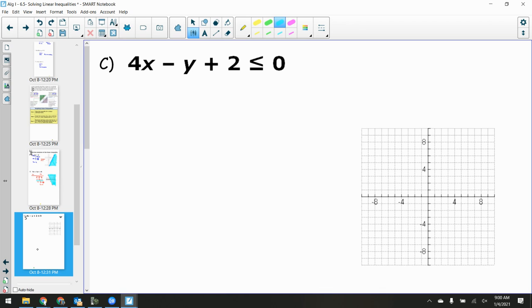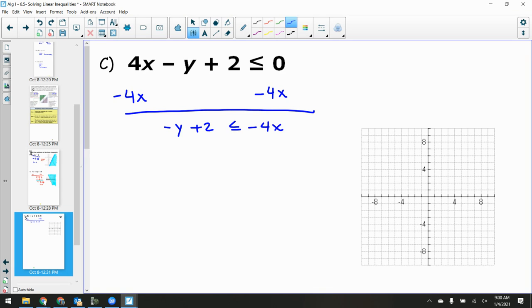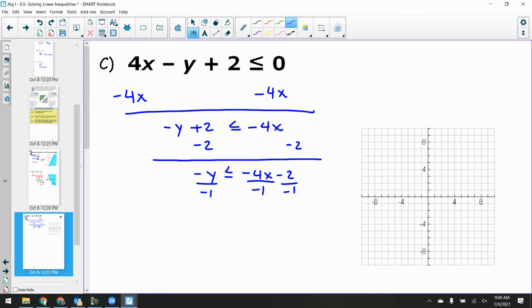Okay, just so we're on the same page, I'm going to go through solving it for y. We subtract the 4x from both sides. We get a negative y plus 2, negative 4x on the right side. We subtract the 2. Negative y is less than or equal to negative 4x minus 2. Now, when I divide by negative 1, what happens to my symbol? And everything gets divided by negative 1. So this turns into y is greater than or equal to, notice how my symbol flipped there, positive 4x plus 2.